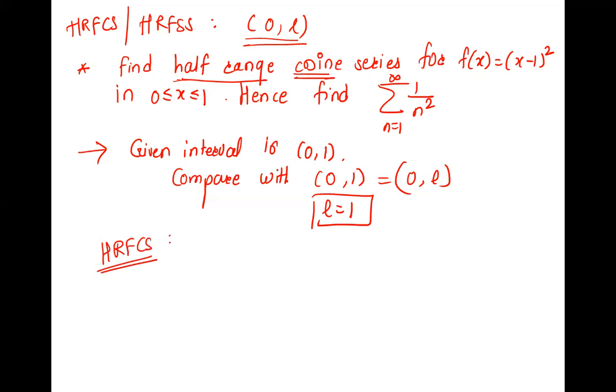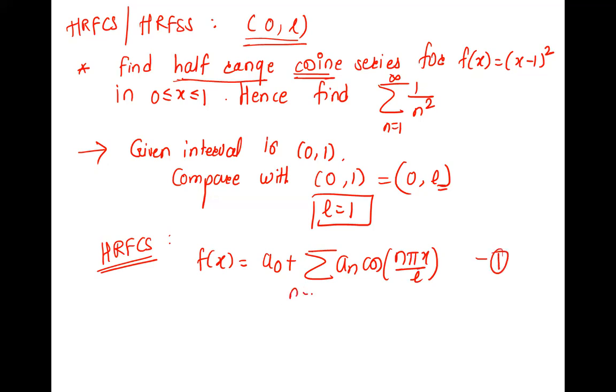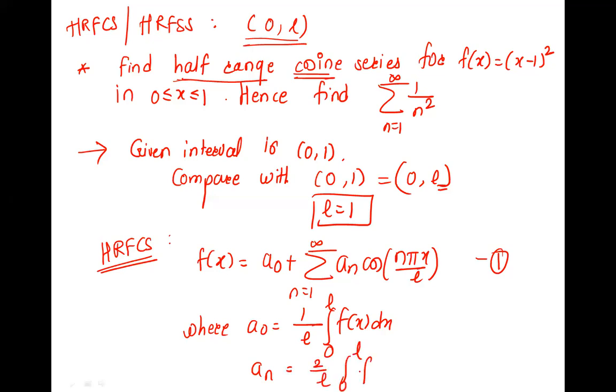So for cosine, f of x is equal to, what is there in cosine? A naught plus summation a n cos n pi x by L. Whenever L comes, the angle is n pi x by L. Where A naught is 1 upon L, integration 0 to L, similar to even function, f of x dx. And a n is 2 by L, integration 0 to L, f of x into cos n pi x by L dx.